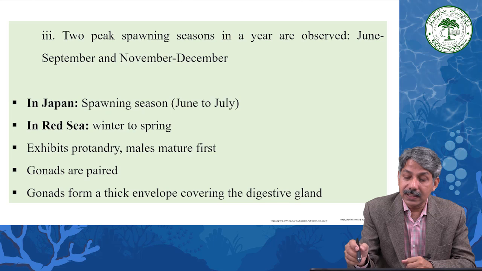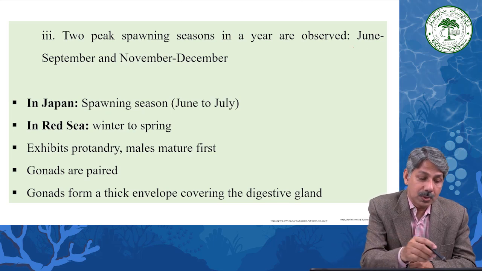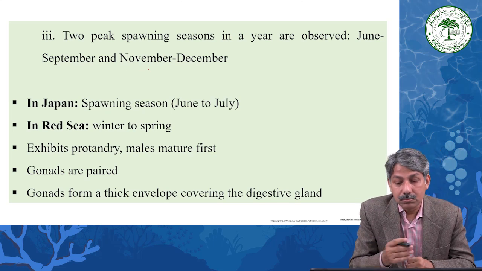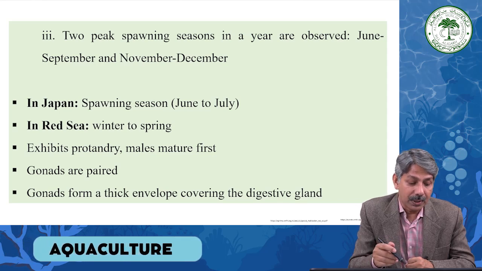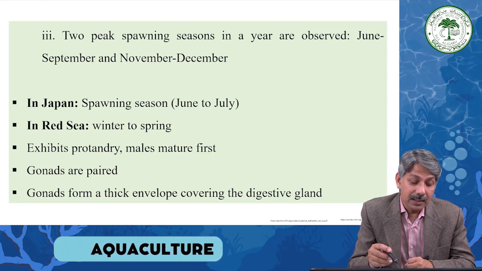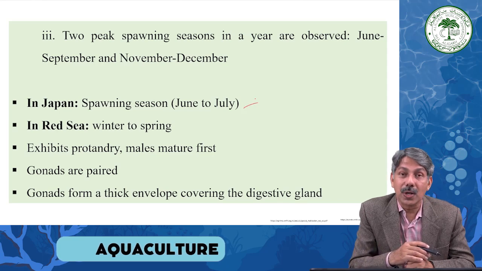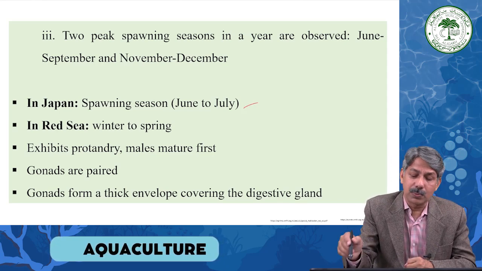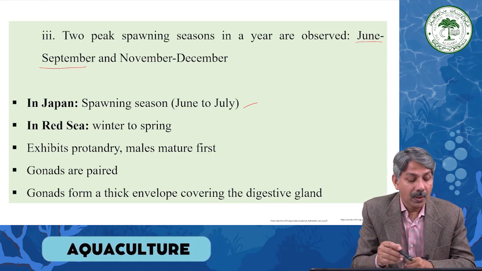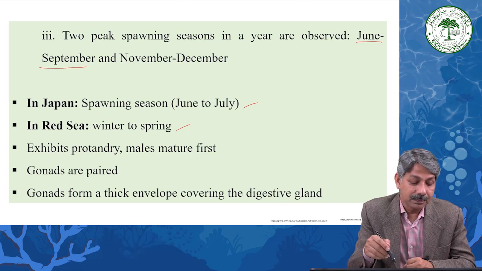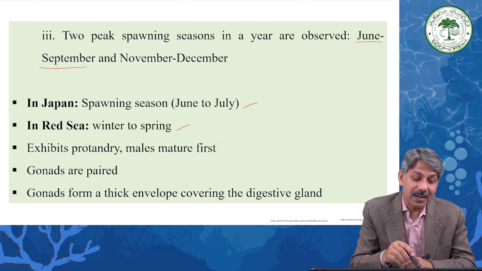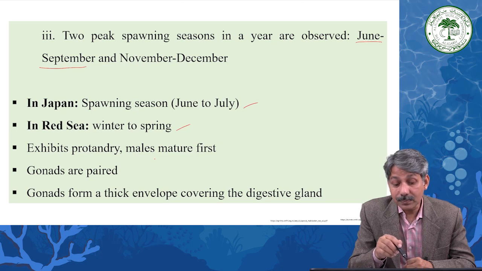Two peak spawning seasons in a year have been observed: June to September, and November to December. So these two main spawning seasons of Pinctada fucata have been reported here. Whereas in case of Japan, spawning season is in June to July. That also corresponds to one of the spawning seasons that we are having, June to September. In Red Sea, winter to spring, that time they can breed. It exhibits protandry, males mature first. That kind of condition is noticed in case of Pinctada fucata.